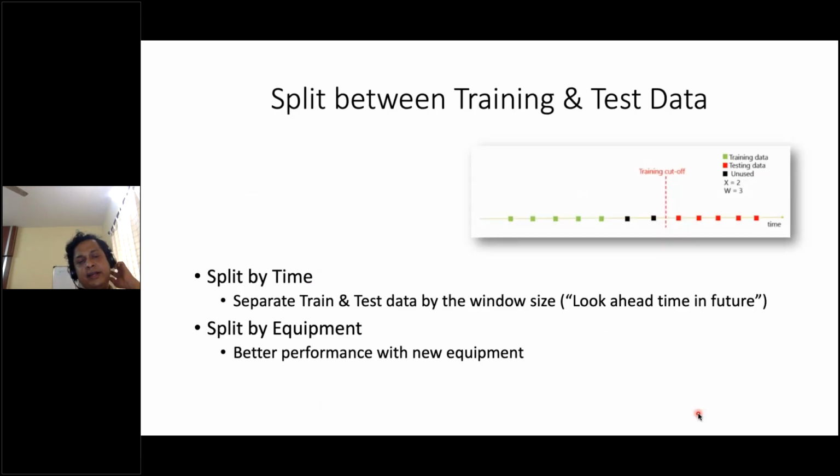Then there is another thing, which is the split between training and test data. So there is a gap. I want to predict the failure 7 days in advance, so that 7 days is basically a window of failure. When we create the training and test data, we have to maintain that window. So that's where we split the data like this.